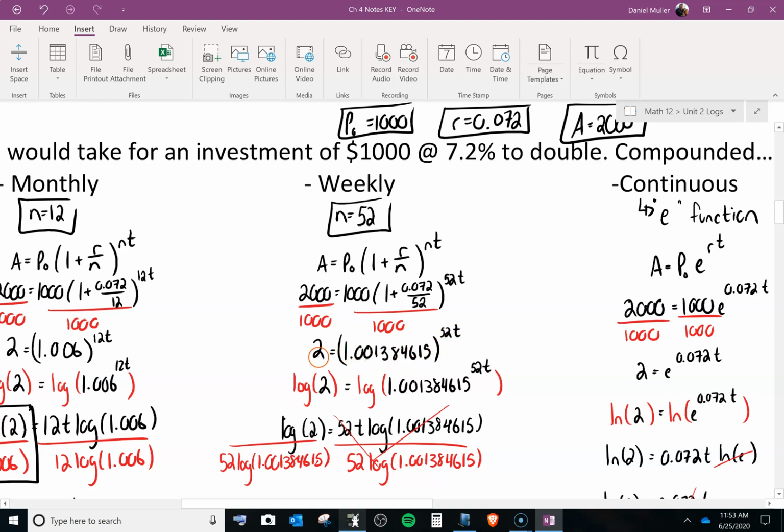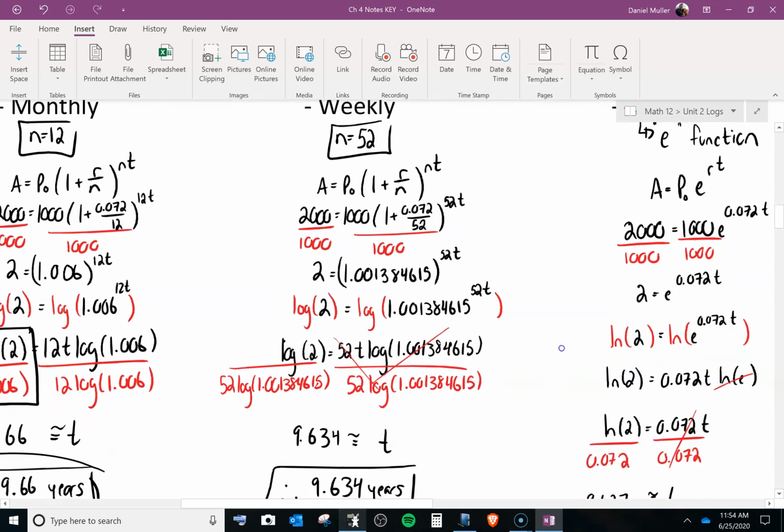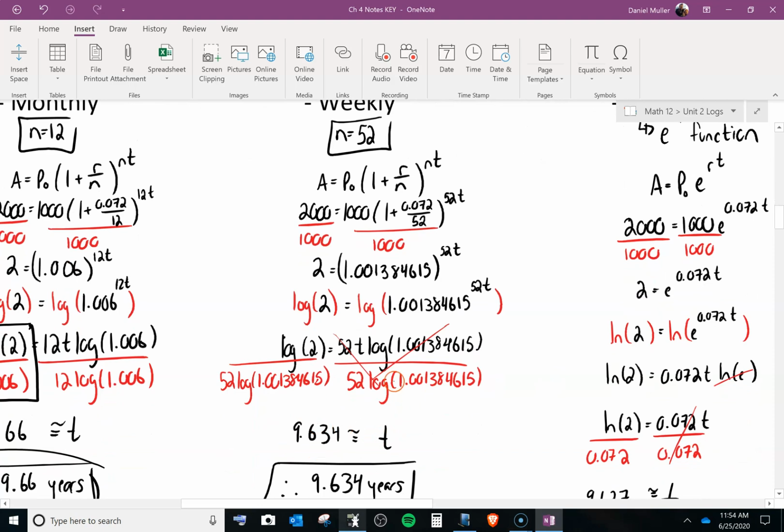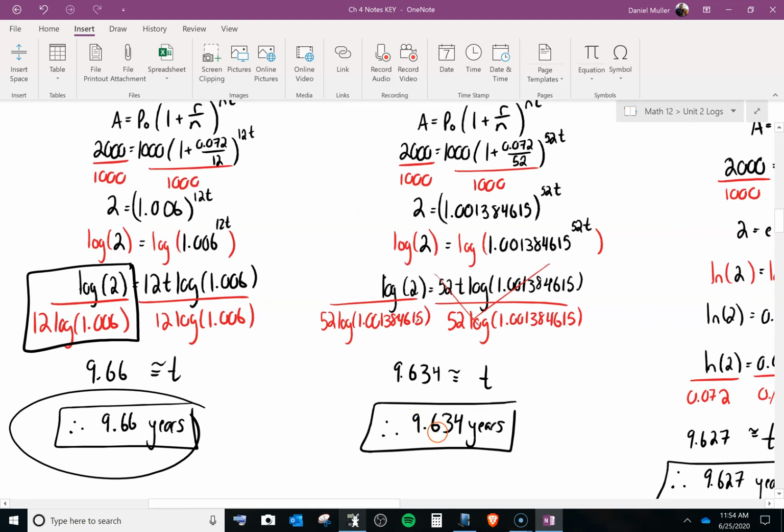Now there's no log that's going to work for both of these, just like the other ones. So I'm going to do log base 10. Just log both sides, and I can take the 52t and bring that down in front. Now the t is by itself, so I can divide this log over to the other side, and at the same time I can divide the 52 over to the other side. And if you do that, you're going to get 9.634. So it is a little bit faster still, which is nice compared to this.